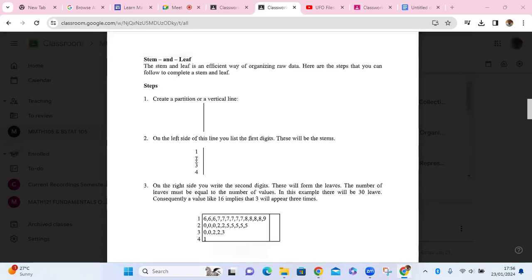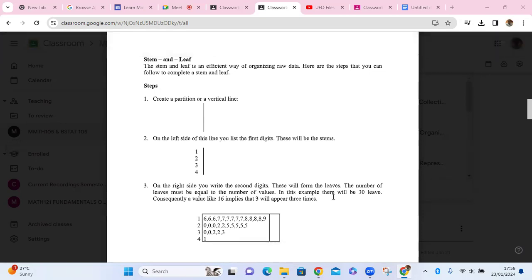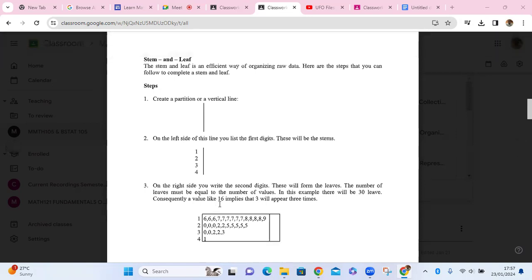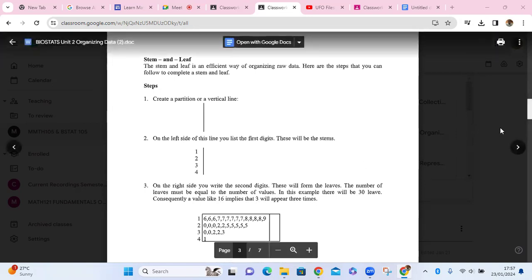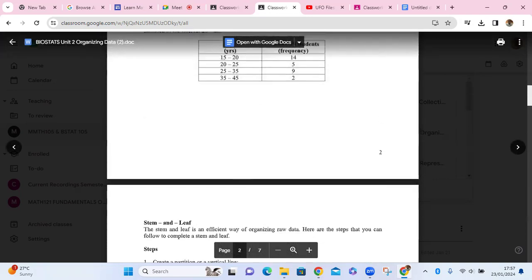So here you have 1, 2, 3. On the right side, you will write the second digits. These will form the leaves. The number of leaves must equal the number of values. In this example, there will be 30 leaves. Consequently, a value like 16 implies that 6 will appear 3 times. So let's take a look at where these numbers were taken from.